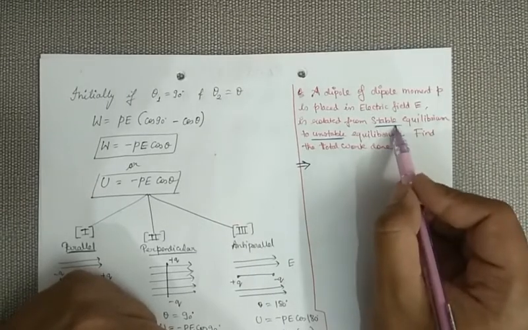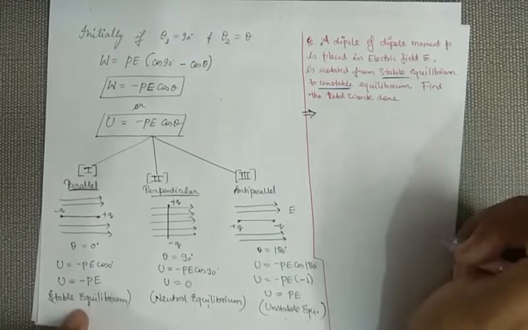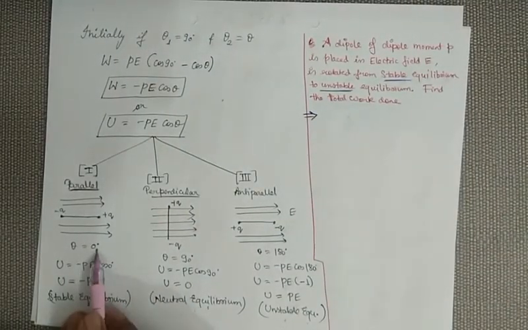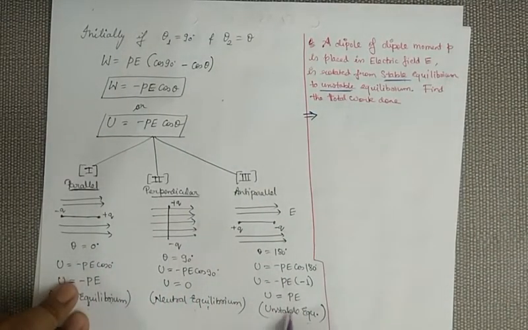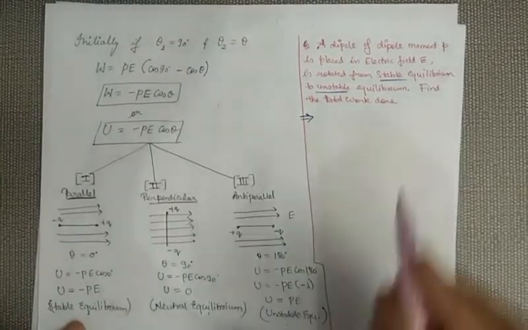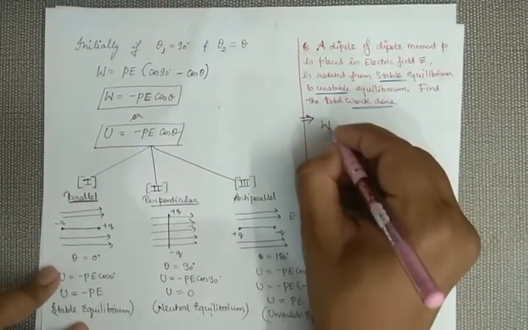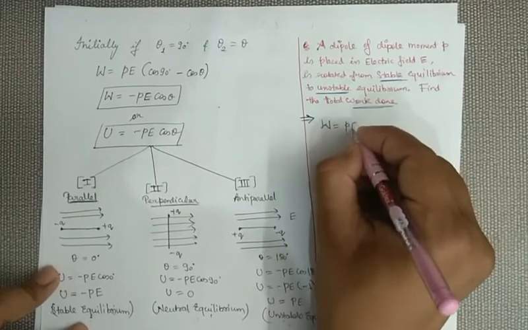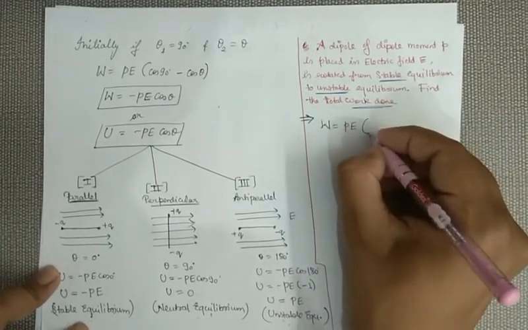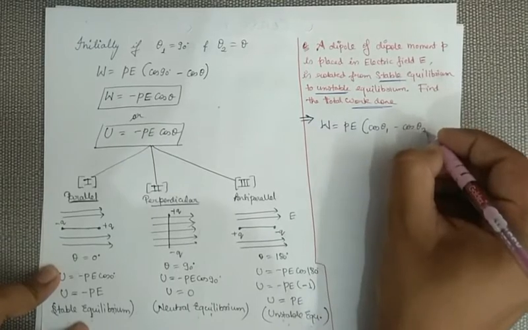Initially it was stable. So just remember, whenever the dipole is stable, that means theta is 0, and it is rotated up to unstable, which means theta is 180. So I am changing the angle from 0 degrees to 180 and I have to find the work done. Total work done is PE, and both angles are given. So PE times cos theta 1 minus cos theta 2.